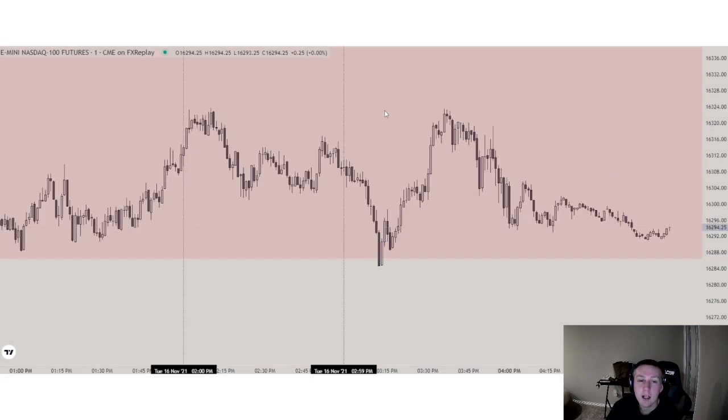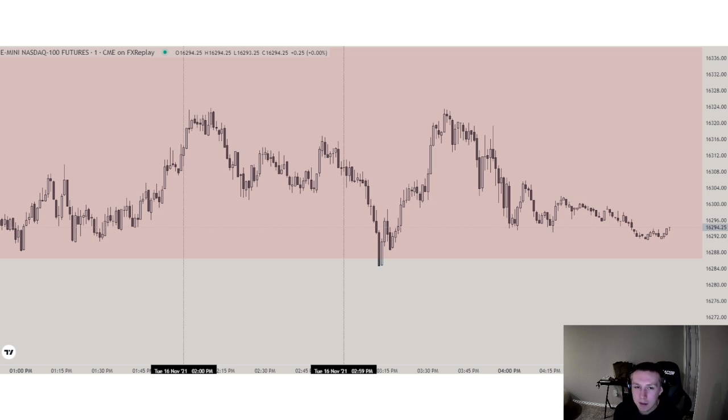All right, and here is the PM session silver bullet. The reason why this doesn't offer too much in terms of points or moves is the fact that we've already taken the draw on liquidity. The objective has been met. Whenever the draw on liquidity has been met on the higher time frame, you're going to get action like this.